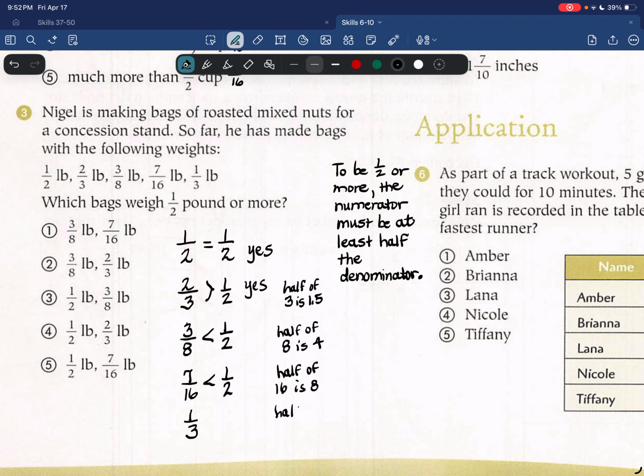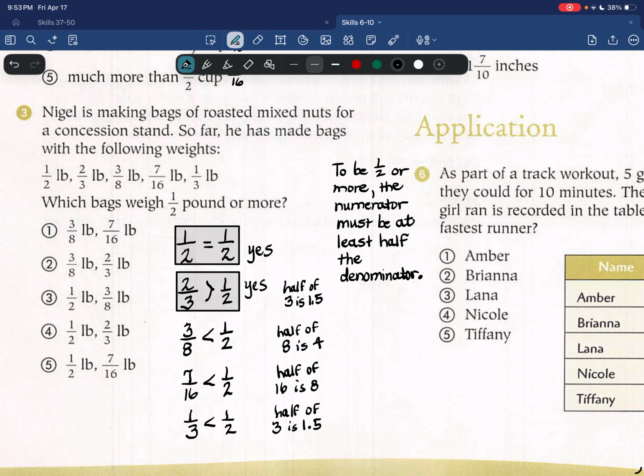Half of 3, we've already looked at this one, but we'll go ahead and do it again, is 1.5. And we only made it to 1. So this is less than 1/2. And the question is which bags weigh 1/2 pound or more. That would be this one and this one. You have 2 bags that reach the halfway mark.